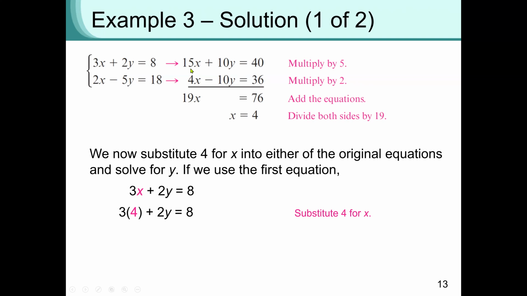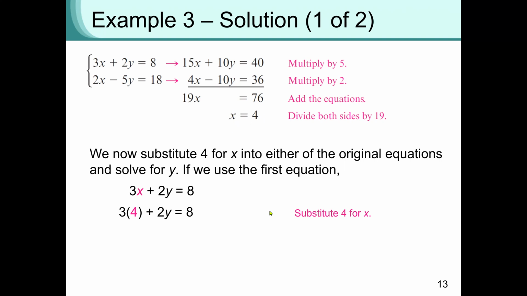Then we combine. So 15x plus 4x will give me 19x. Plus 10y minus 10y will give me 0, so they will cancel. Then 40 plus 36 will give me 76. So I'll divide both sides of the equation by 19 because I'm looking for x. So 76 divided by 19 will give me 4. So finally our x value will give us 4.